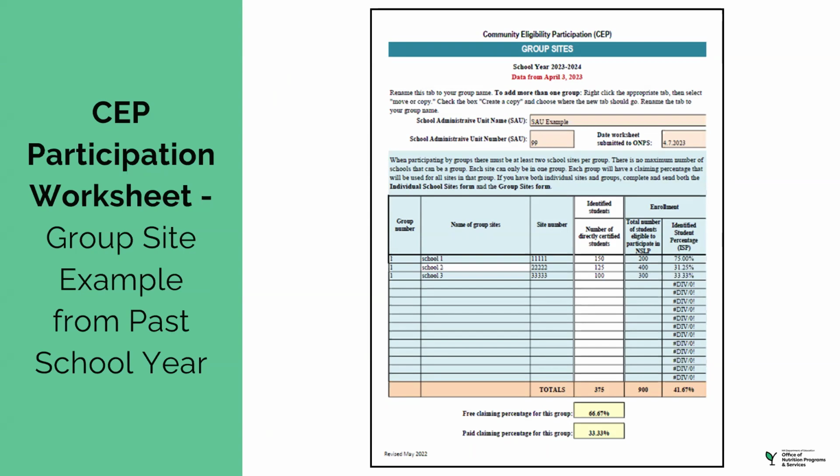So the combined ISP for these 3 schools is 41.67, and multiplied by that 1.6 multiplier gives all 3 of these schools a 66.67% free claiming percentage and a 33.33 paid claiming percentage. So these would be the claiming percentages that would be used at all 3 of these sites. And for the purposes of reporting, this ISP will be each of the school's free and reduced data that each site would report out.